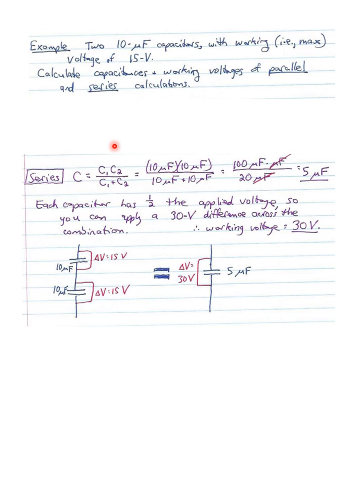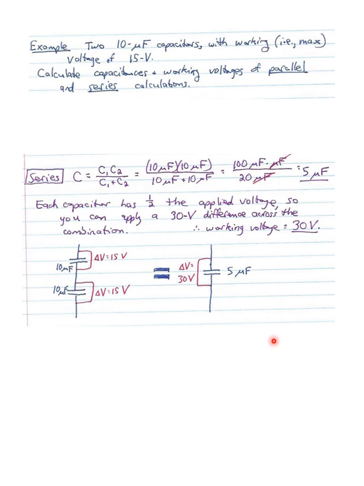So 10 times 10 over 10 plus 10. And we can just recognize, since we were using microfarads, the units stay in microfarads. But the total capacitance, what we get is 5 microfarads. We've just put two 10 microfarads together, and we've got 5 microfarads.